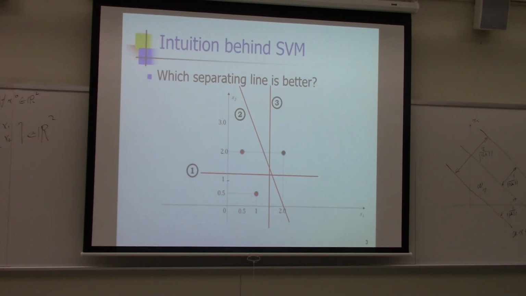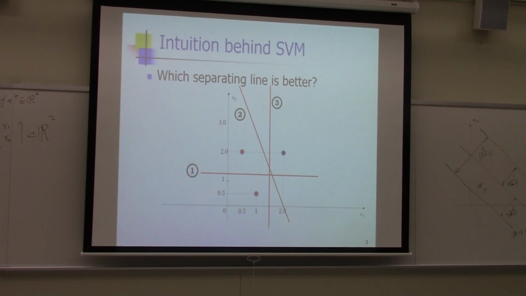Then you need to figure out, given any line, how to calculate the margin. So margin basically is a white space, maximum white space of a line. White space means the space should be clean. There should be no points within the white space.